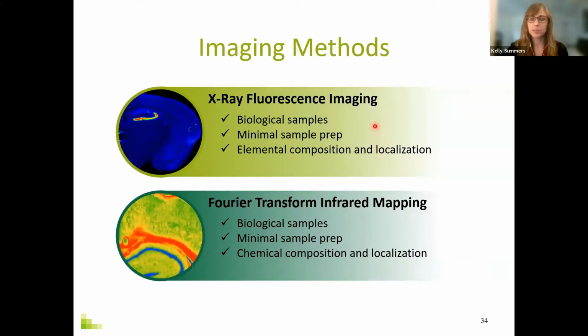And I also coupled XFI with Fourier transform infrared or FTIR mapping. These are also great for biological samples because they also require very minimal sample prep. In many cases, if you choose your substrate right, you can actually image using FTIR mapping first, and then go on to collect your XFI maps. And the FTIR gives you chemical composition and localization that can be really complementary to your XFI information.